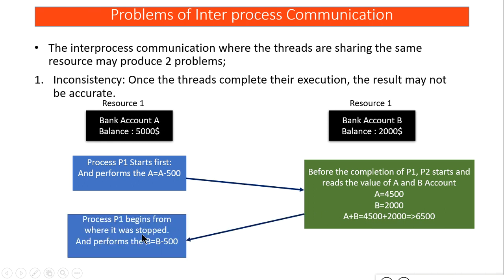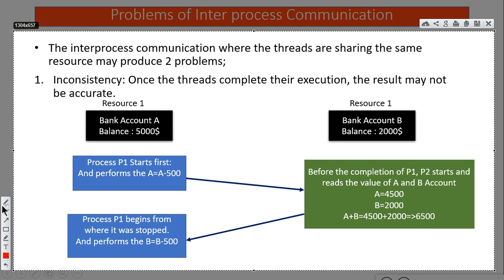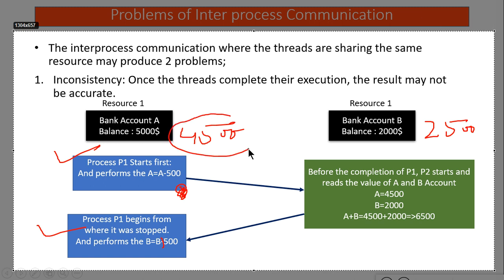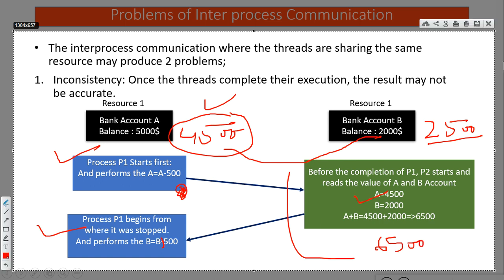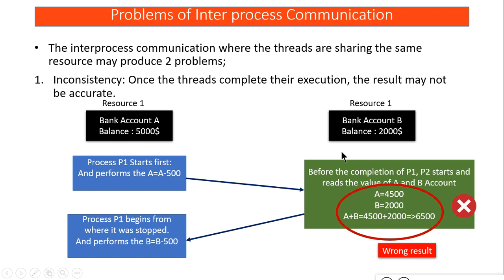Once P2 is done, then P1 completes its missing execution and performs the operation on B, that is, adds the value of 500 to B. There is a mistake here, there should be a plus. Okay, so it reads and adds this value. So after P1 the balances should be 4500 here and 2500 here, but since P2 executed before P1 performed this task, it gives you the sum of these two balances, which is 6500, which is definitely an incorrect value. Okay, so this is an inconsistency, that is, the sequence of thread execution is not producing the accurate result, which is called an inconsistency.